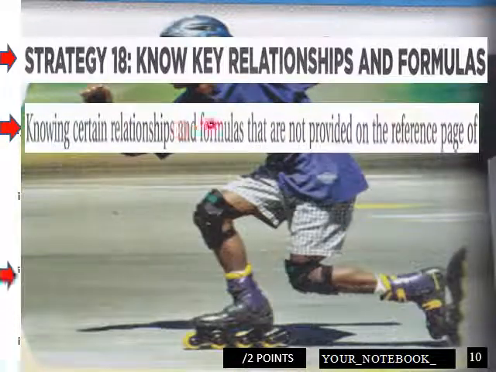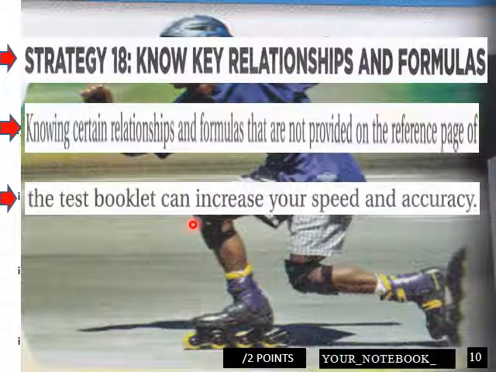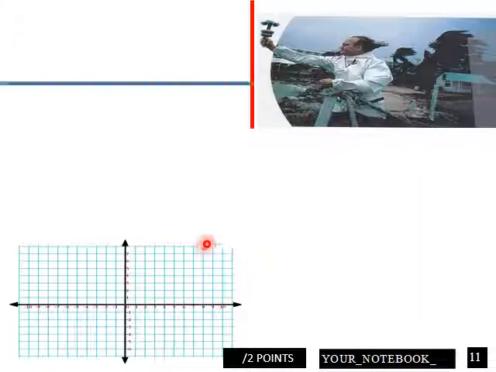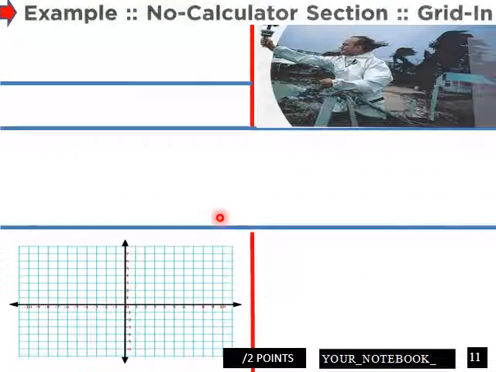Strategy 18, know key relationships and formulas. Knowing certain relationships and formulas that are not provided in the reference booklet can increase your chances of scoring better.